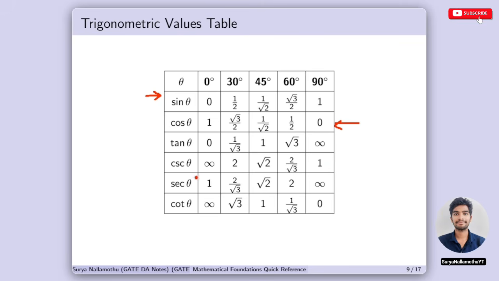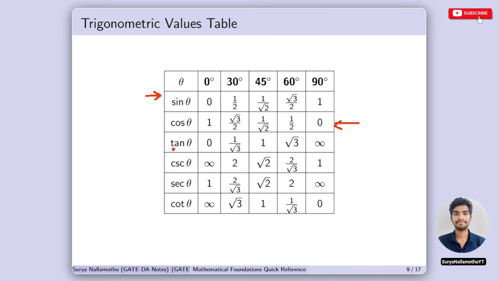For the secant theta, you know that cos theta is equal to 1 by secant theta, right? By applying 1 by 1, we got secant theta. So 1 by root 3 by 2, then we got this. 1 by 1 by root 2, sorry, root 2. Then we got 2 and infinity.